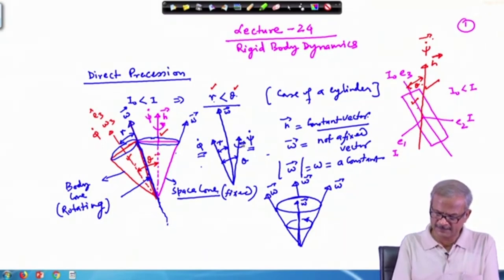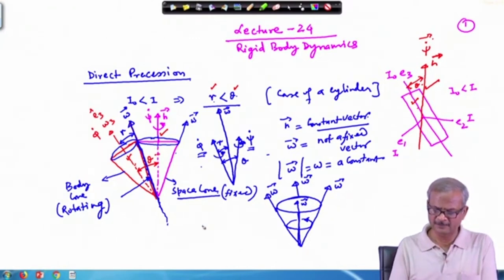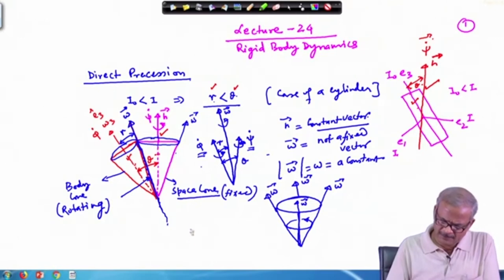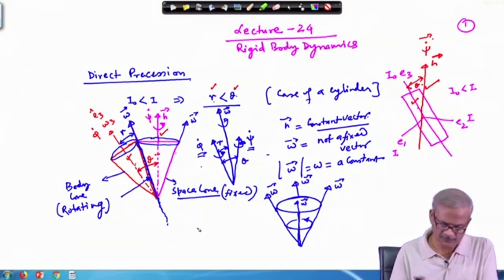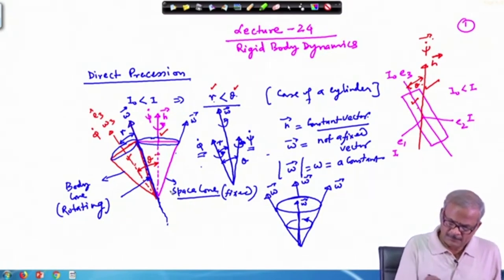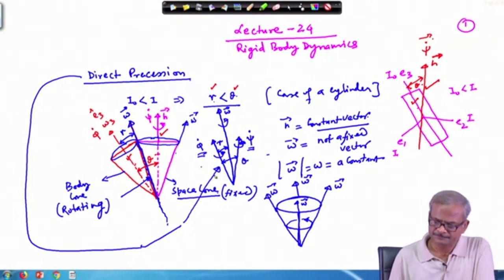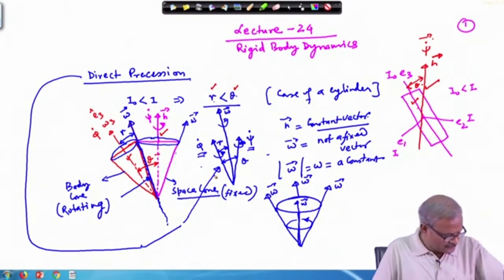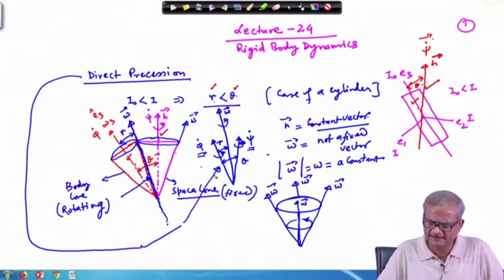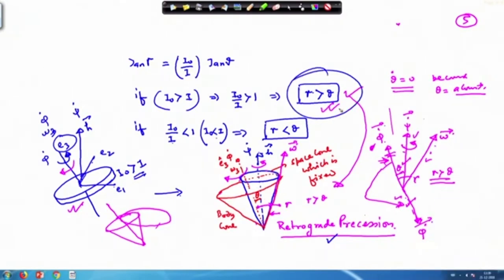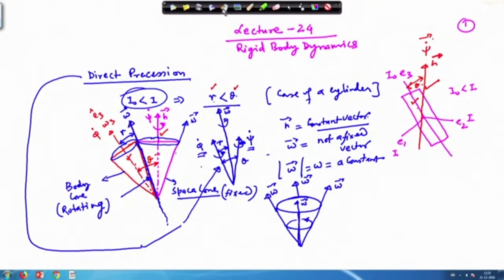Here the sense of rotation is like this, and the sense of rotation of this is also like this, anticlockwise, both in the same sense. Both have exactly the same sense, and therefore you can derive some simple relationships. Before going into any other thing, I will state that this direct precession directly comes from this figure. Otherwise, we will derive one equation, and through that equation itself it will be visible that for this case it will be direct precession, and for this case it will be retrograde precession. That can be done by using Euler's equation and Euler angles.